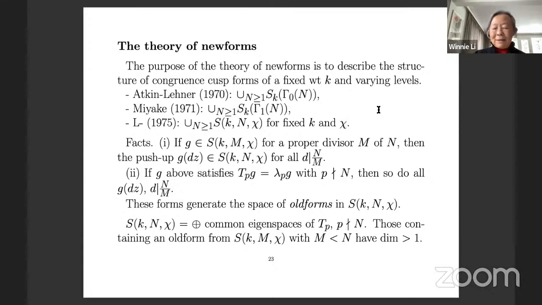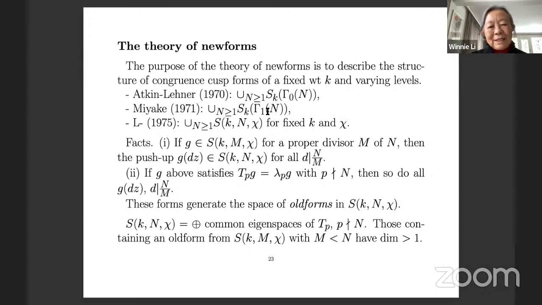So now I'll talk about the theory of newforms. The purpose of the theory of newforms is to describe the structure of congruence cusp forms with a fixed weight k and varying levels. It started with the paper by Atkin and Lehner, where they collect all the congruence subgroups Γ_0(N), put them together, and see how the modular forms relate to each other. And then Miyake did that for the group Γ_1(N).